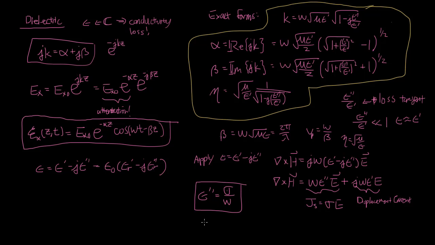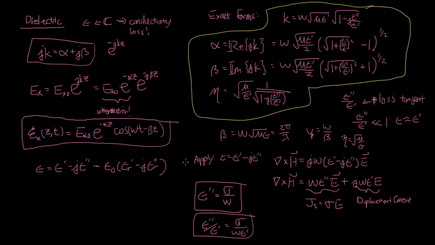And similarly, if you plug that in, you'll find that epsilon double prime over epsilon prime, the loss tangent, is going to be sigma over omega epsilon. So this is the way that we can link the complex permittivity, epsilon double prime, to our concept of conductivity.